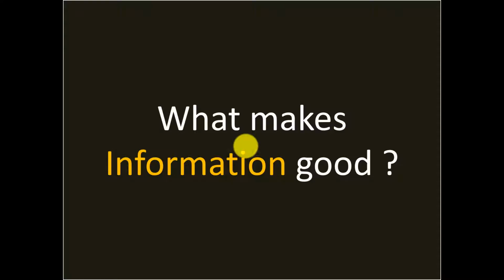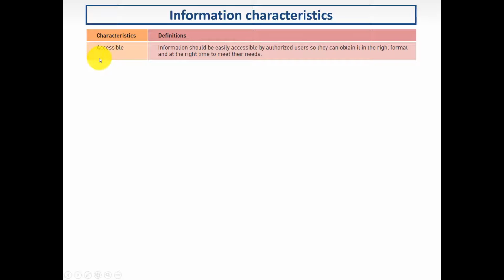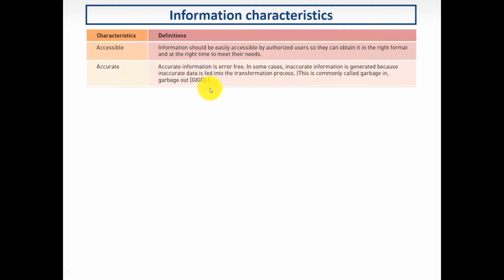So what makes information good? How can we characterize, how can we evaluate the quality of such information? Well, there is a list of characteristics, and we can quickly review them here. There will be a table, but let's just go one by one and kind of quickly. So first of all, we can characterize the information by how accessible it is. Information should be easily accessible by authorized users. So in the business context, you have an authorization based on job positions, on roles. So certain people can access certain information and some not.